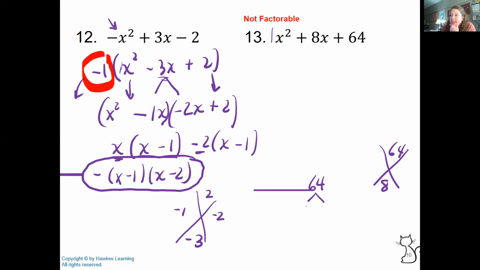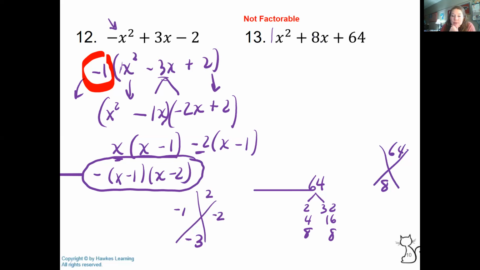Well, I could think of 2 and 32, 4 and let's see, 16. Is there any way to get 8 from those? No. 6 is not a factor. The only two more are 8 and 8. Since these both have to be positive, there's no way I could add any numbers to get positive 8.